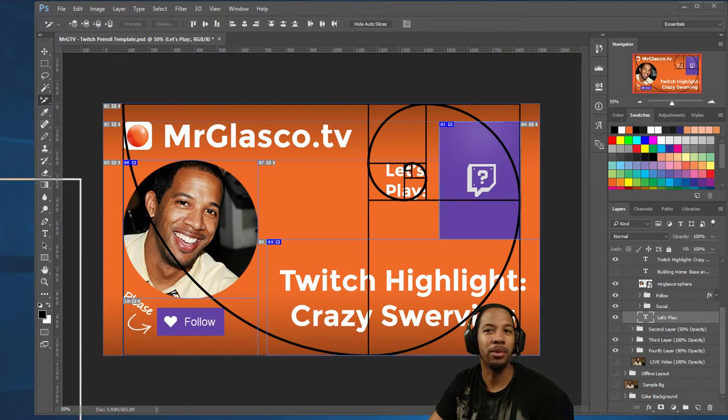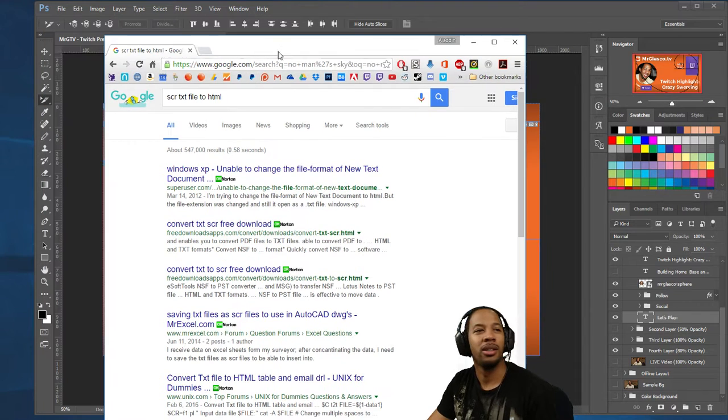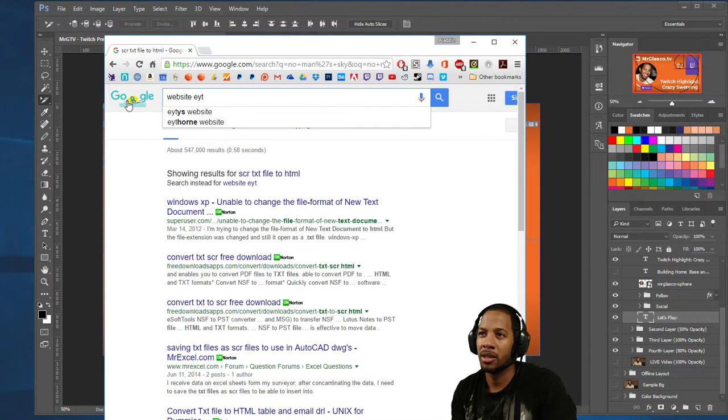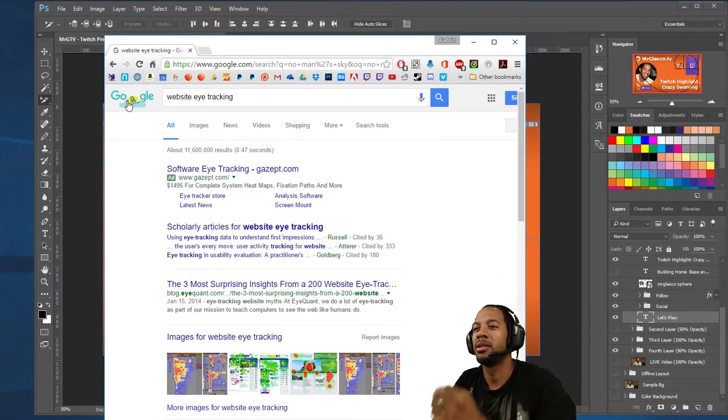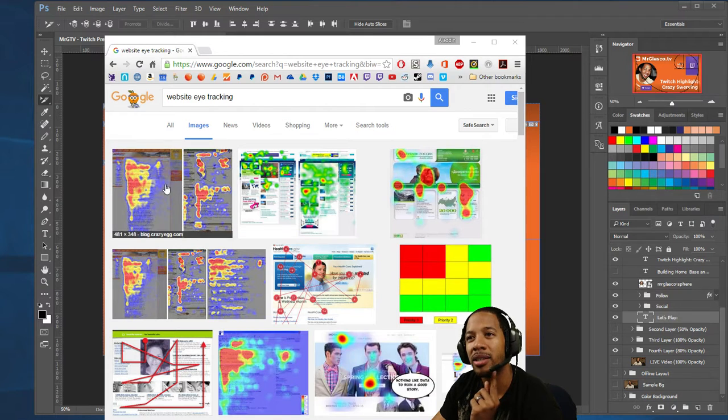I think, let me see. I know there's studies. Let me see. Website eye tracking. So if you look at images of eye tracking software on people's eyes, you can see that there's parts. Now if I put the golden mean over this, would it follow any kind of pattern?